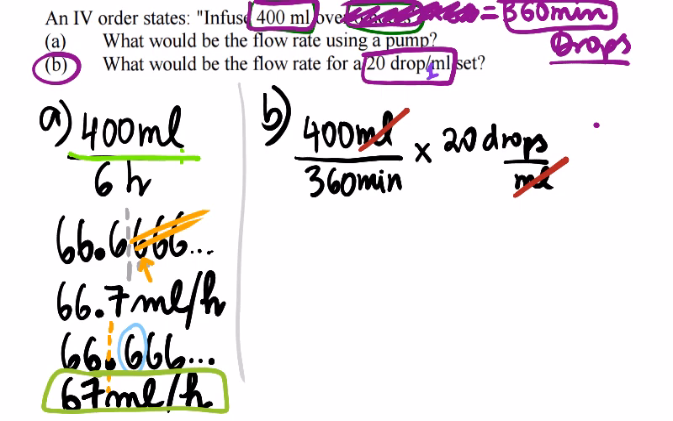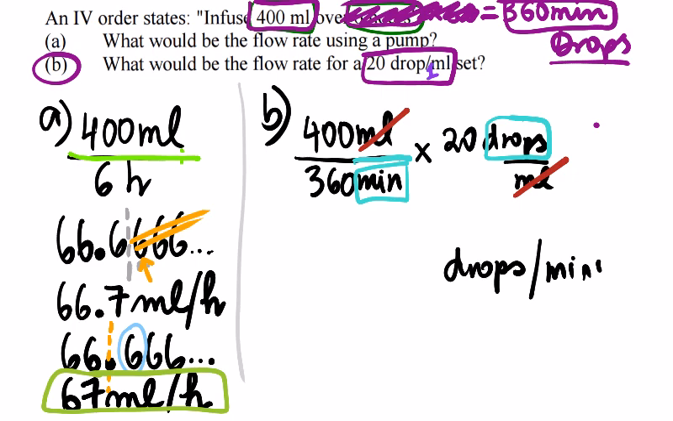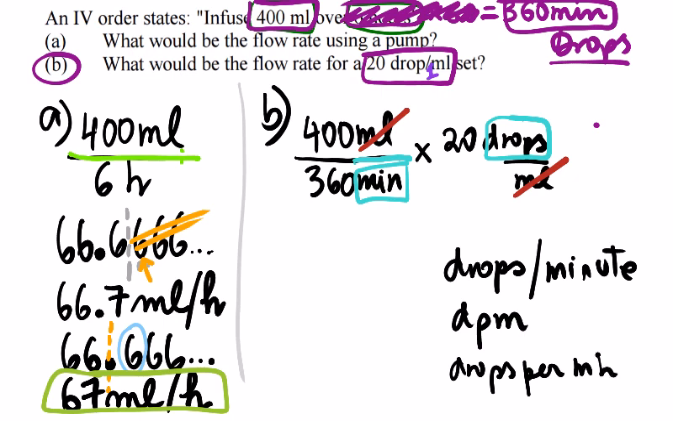So look at what's going to be left in terms of units. Drops on the top per minutes on the bottom. So there is no mistake, our answer must be in drops per minute. You can write in words the per, or you can even write drops per minute like that, or in full, drops per minute. So let's do the calculation. 400, well, you could do some cancelling as well. You could cancel a 0 on the top, a 0 on the bottom. So we have 40 divided by 36.